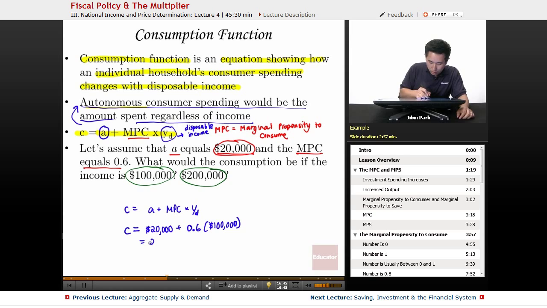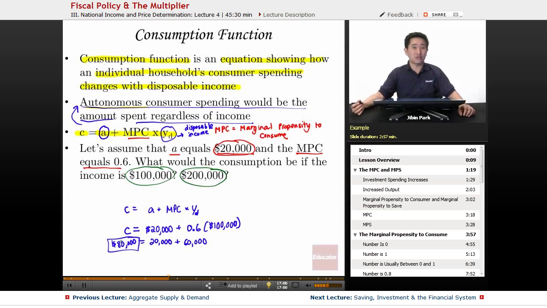And so C equals $20,000 plus 0.6 of $100,000, which equals $60,000, and your consumption is going to be $80,000. So if you're making $100,000 and your marginal propensity to consume is 0.6 and your autonomous consumption is $20,000, then you're going to spend $80,000.